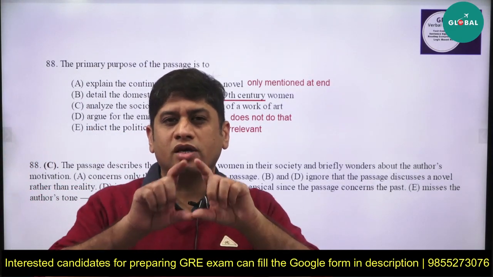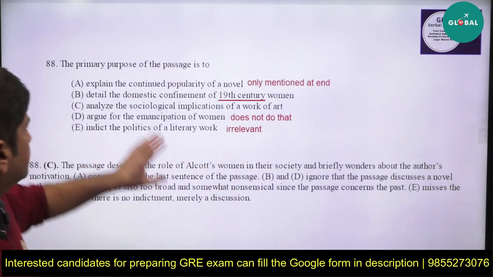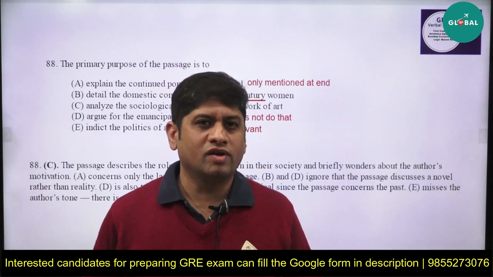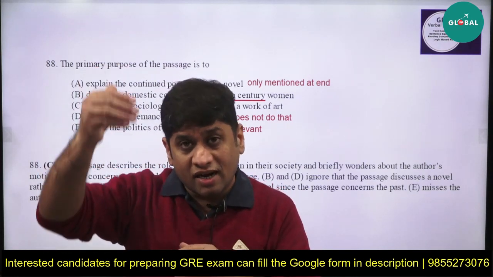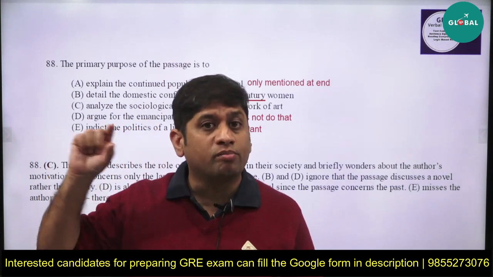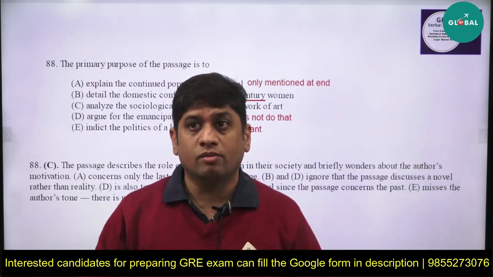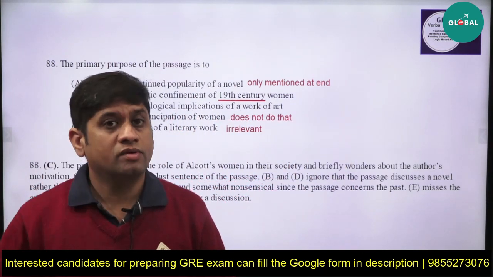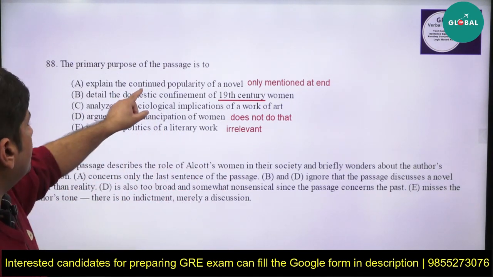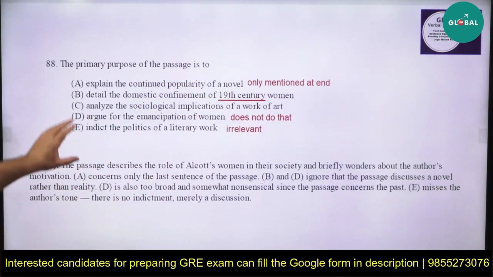Some of the choices will be talking about only a very small part of the passage. For example, choice A, popularity of the novel. Popularity of the novel is explained only at the end. It is not in the entire passage. So any answer choice which is telling only about a particular part of the passage is not correct. That answer choice is correct which talks about the entire passage. So, explain the continued popularity of the novel, that is only explained at the end, not in the entire passage.